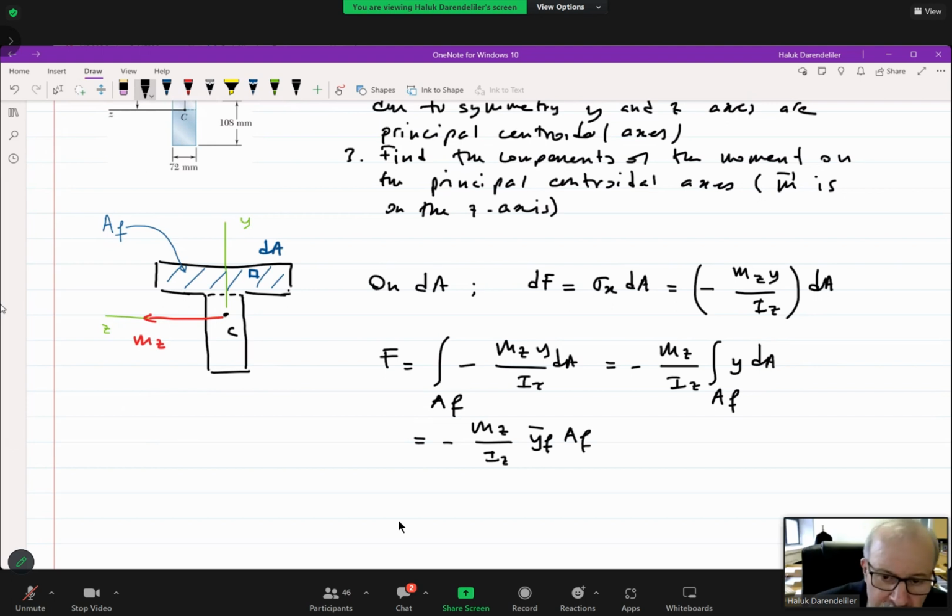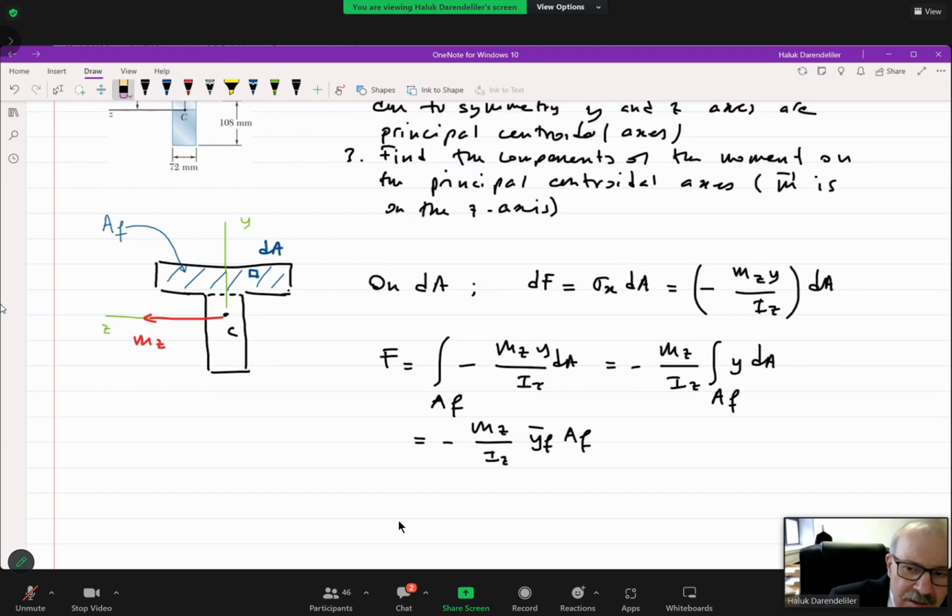Why? Remember statics. We determined, for example, y bar by integrating y dA and dividing by the total area. Remember statics. This is the way we determine the centroids. So if this is 0, it means that you are referring to the centroid. If it is non-zero, it gives you y bar of the flange. Okay, let's turn back to this problem again.